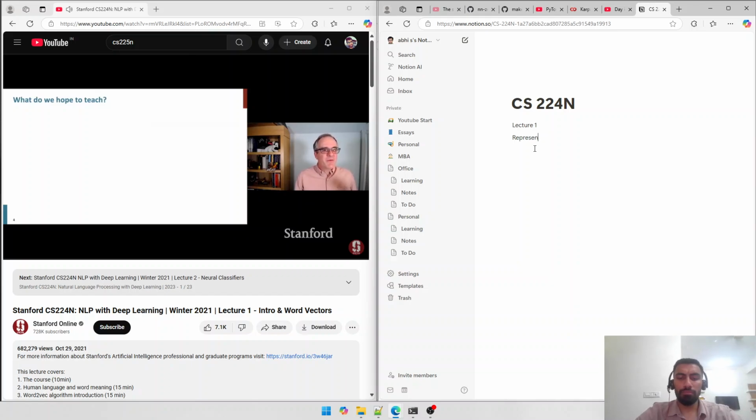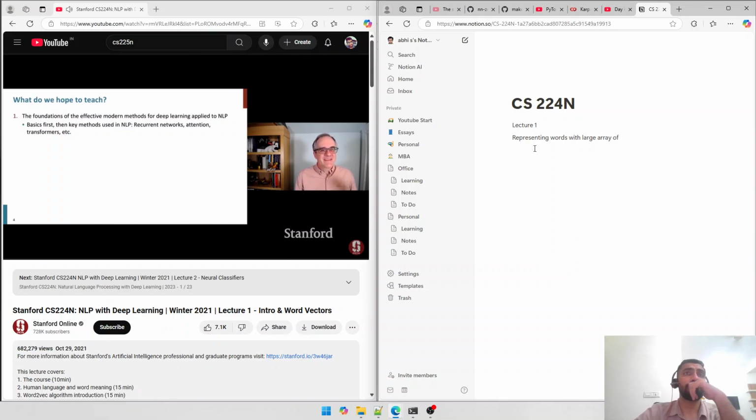Okay, so quickly, what do we hope to teach in this course? We've got three primary goals. The first is to teach you the foundations, i.e. a good deep understanding of the effect of modern methods for deep learning applied to NLP. So we are going to start with the basics and then go on to key methods that are used in NLP: recurrent networks, attention, transformers, and things like that.